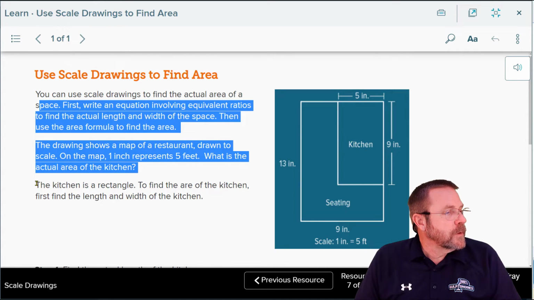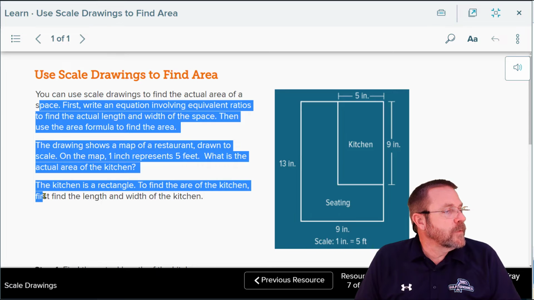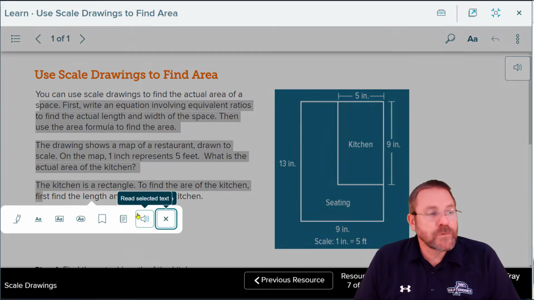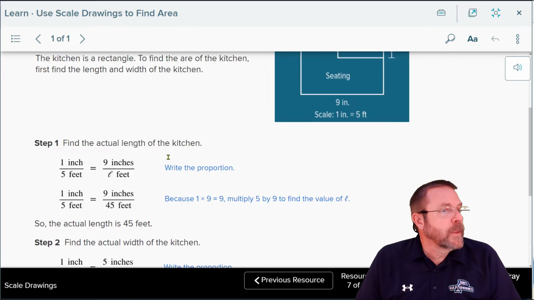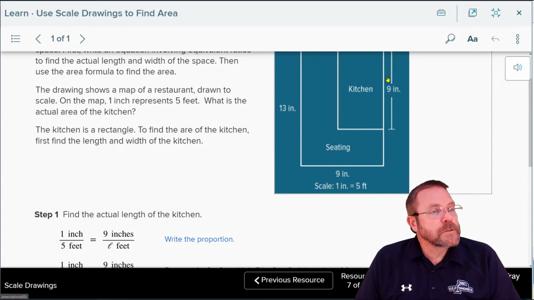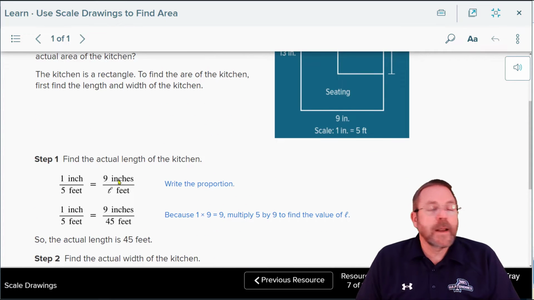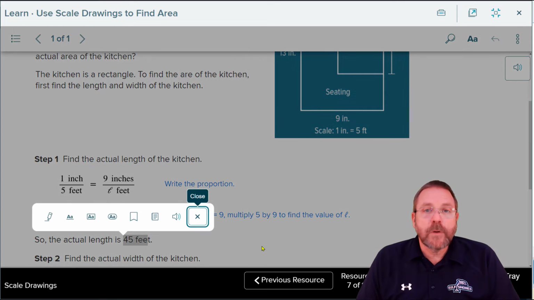The kitchen is a rectangle, so we're going to find the area of the kitchen. We first need to find out what the actual length and the actual width are going to be. So they set that up as a proportion. They said that 1 inch is to 5 feet, and then they said, well, we got 9 inches is going to be the length of the kitchen, so they had 9 inches is to some unknown number of feet. They did their cross products and found out that your missing length is going to be 45 feet right there.